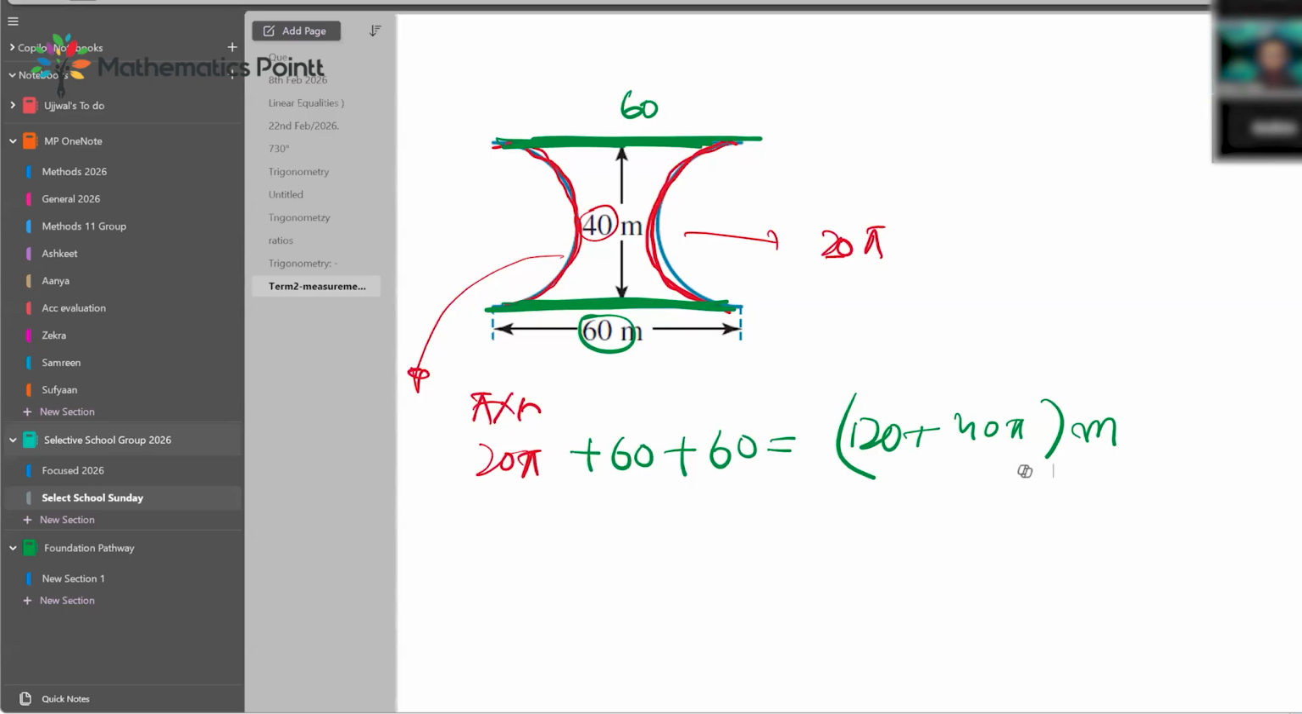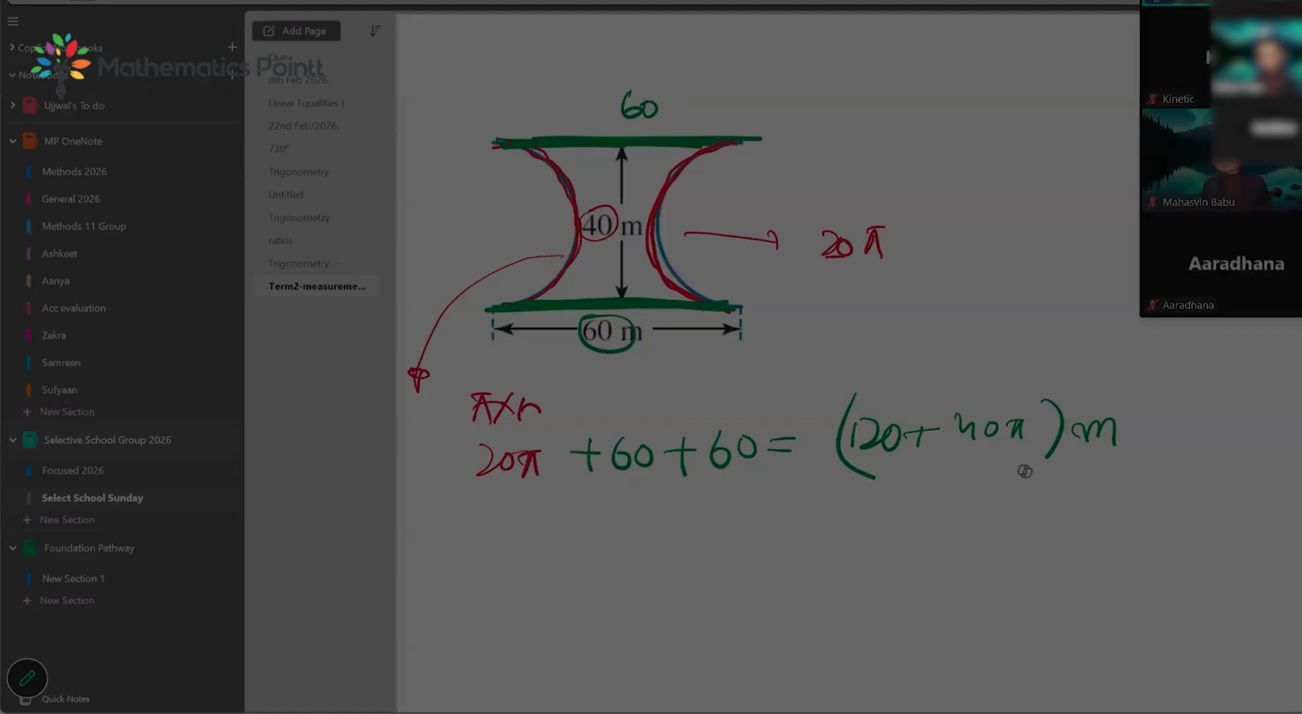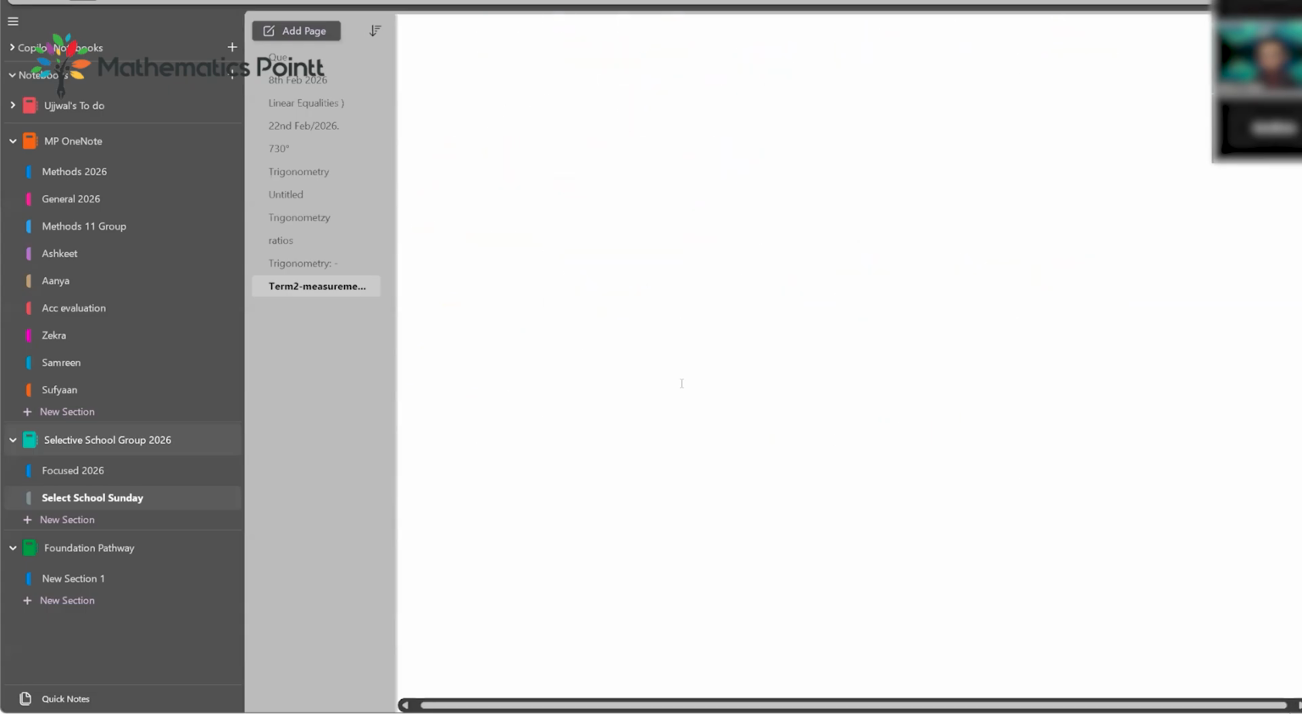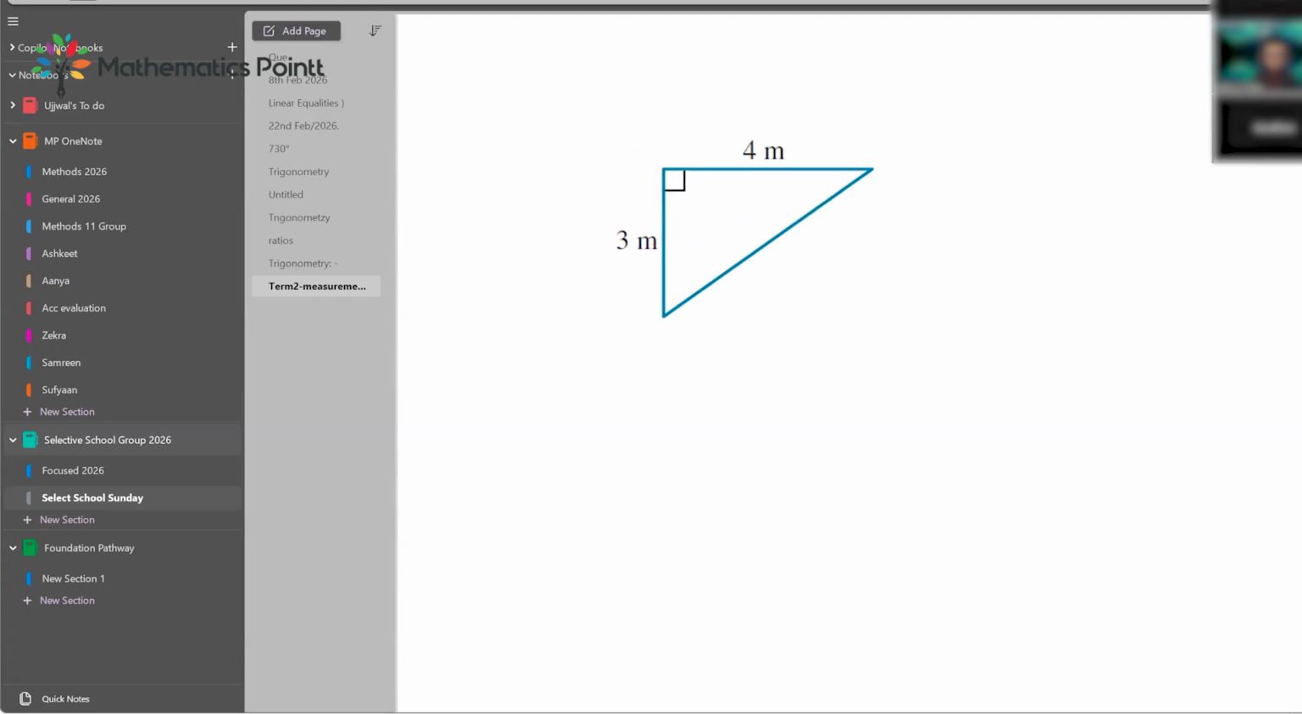Okay. Let's do one more. Let's see how you do this one now. All right, here you go. Can you find me the perimeter of this triangle?